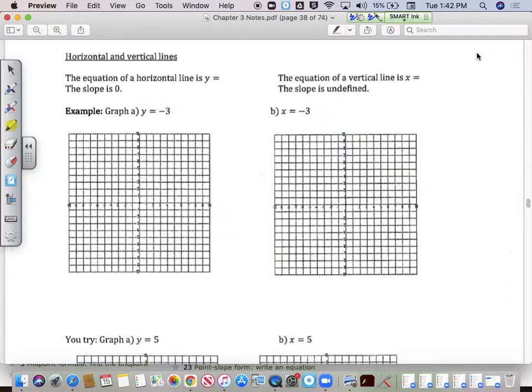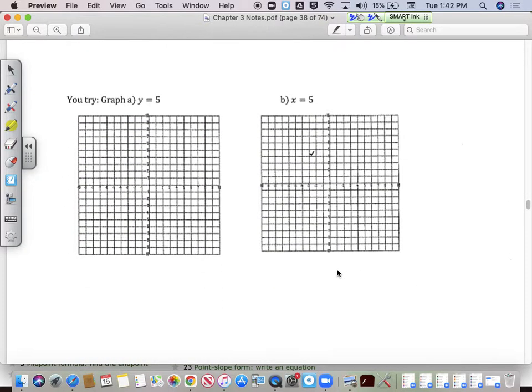So below, we have two U-try problems. Please pause the video, graph A and B, and then press play when you're ready to look at the answers. All right, let's go over the answers.